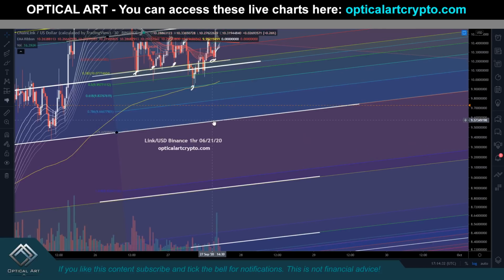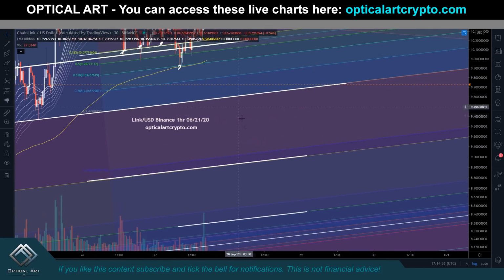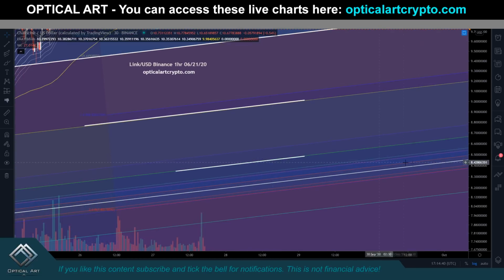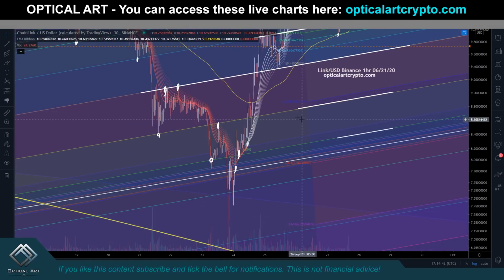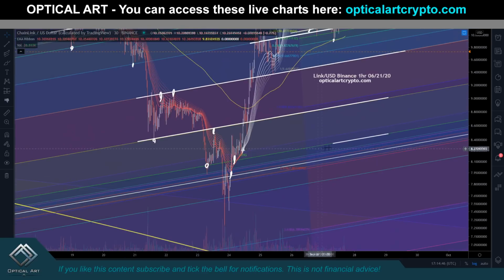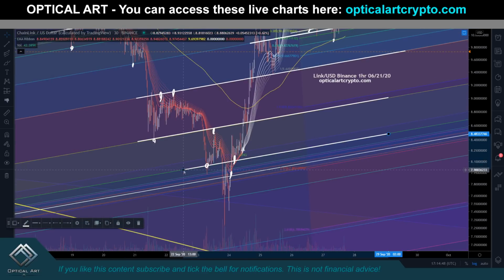So I will play this line. When we come down to this line, I'll buy here. If we break that, my next support level is right here, and then my next one is right here. And you can see why. This right here was a lot of support and resistance. This was a lot of support and resistance here.